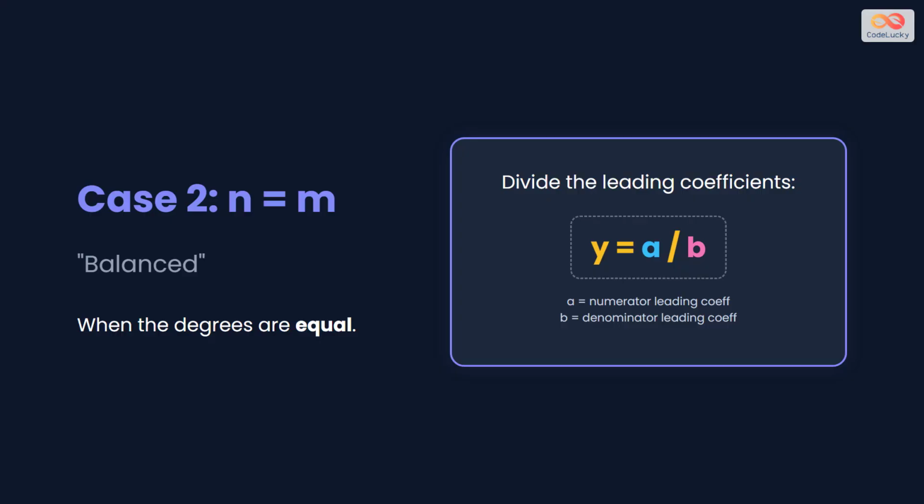Case 2 is when the function is balanced. This means the degree of the numerator is exactly equal to the degree of the denominator. They are growing at roughly the same rate.